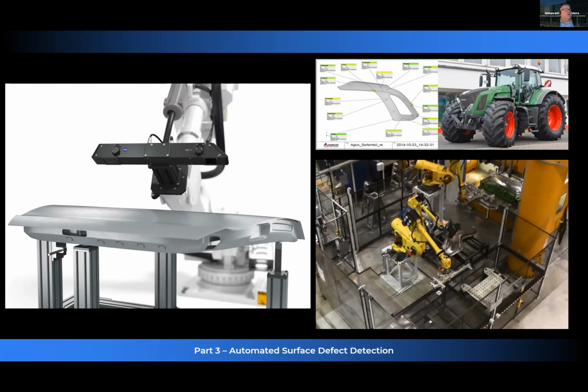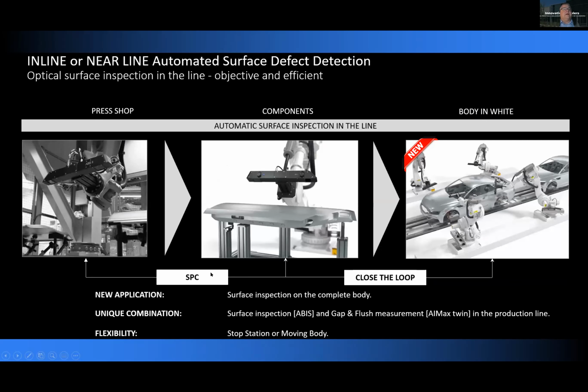We don't want to be correcting things at the end of the line, so we're going to put these things in place. It's coming out of the press and being scanned like this, all optically non-contact, at a very high rate of speed, and I'll show you that on the next slide. Essentially, these tools can be used within your press shop, at the component level, or right in line. In line would just depend on your volume.